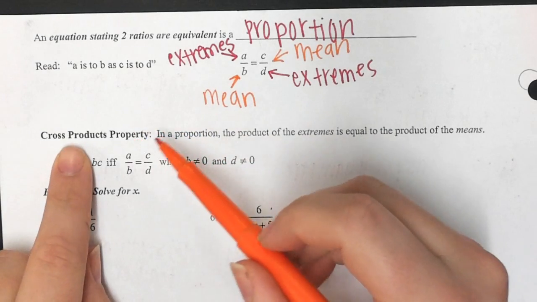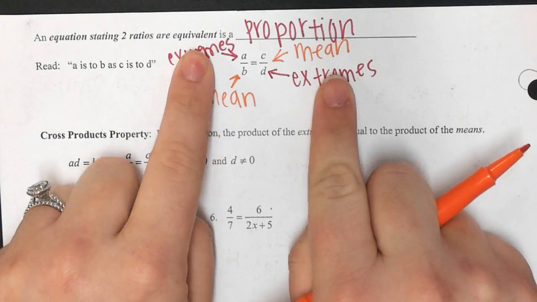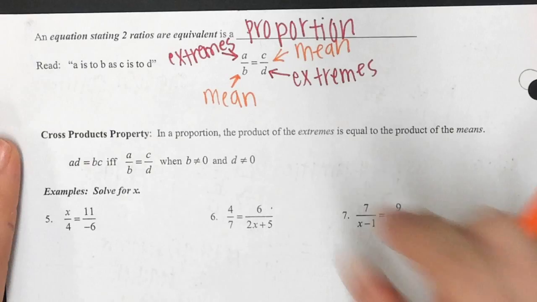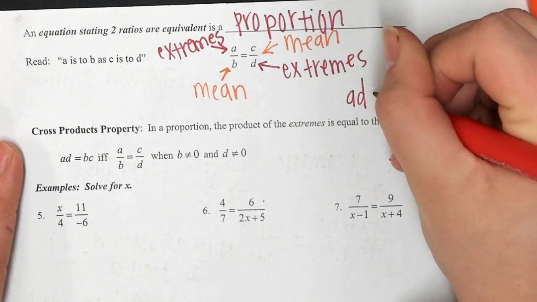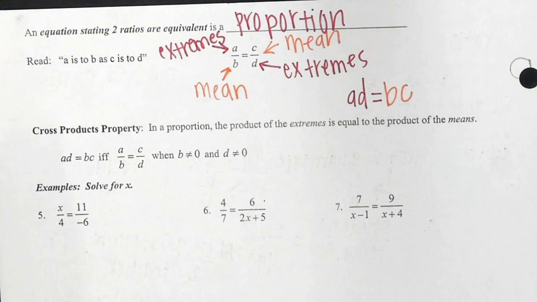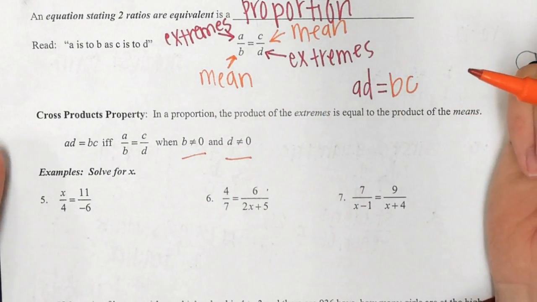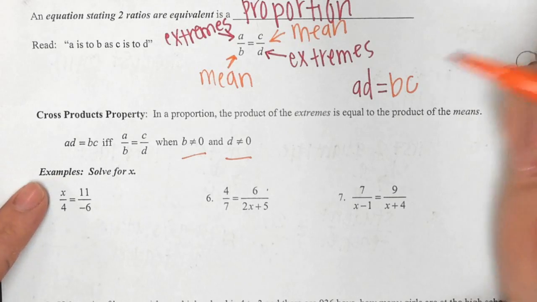So when you're taking the cross product in a proportion, the product of the extremes, which is A and D, must be equal to the product of the means, which is C and B. So when you cross multiply, your extremes, AD, must be equal to B times C. B cannot be 0, D cannot be 0. Why? Because they're denominators. If 0 is in the denominator, it's undefined.